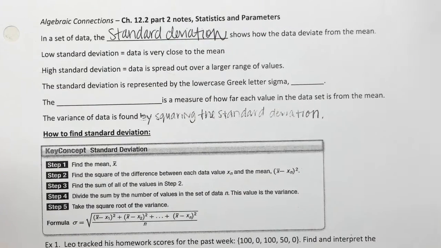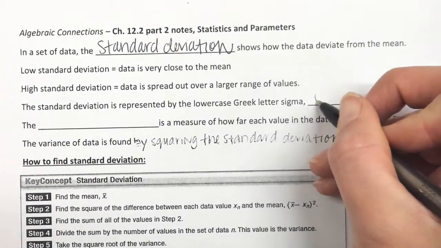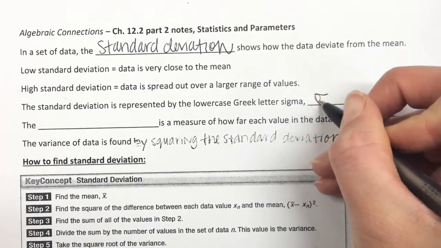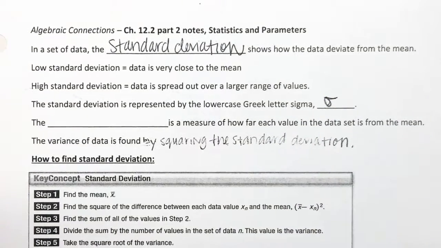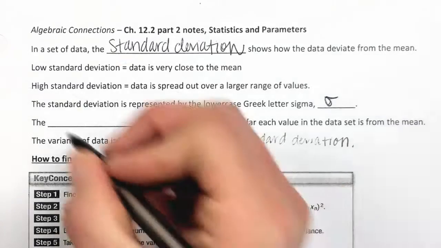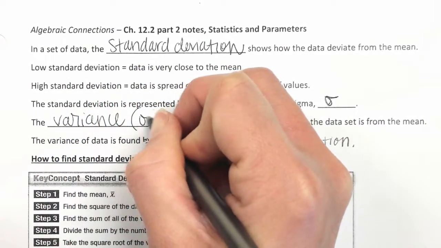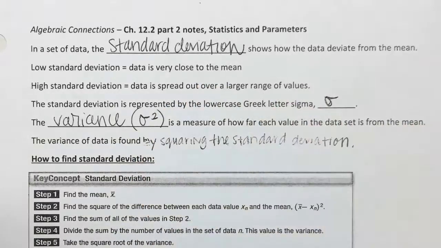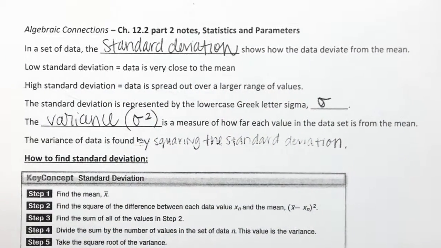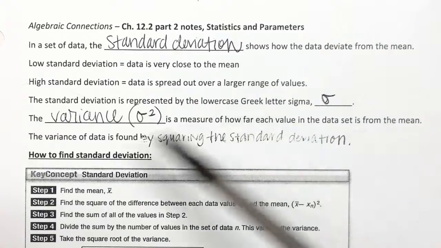Alright, the standard deviation is represented by the lowercase Greek letter sigma. And this is how you're going to write it. Just like that. So it kind of looks like an R, but that stands for standard deviation. And the variance, and I want you to put this in parentheses, this is how we write the variance. Same thing except squared. It is a measure of how far each value in the data set is from the mean. And the variance is found, all you have to do is square the standard deviation.